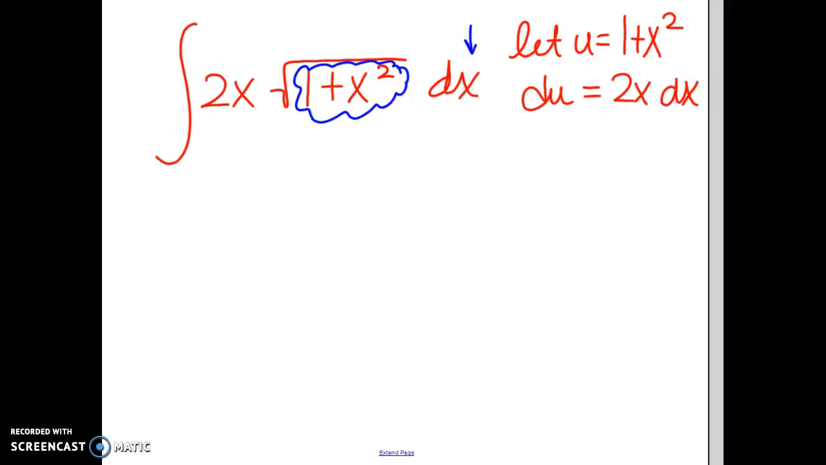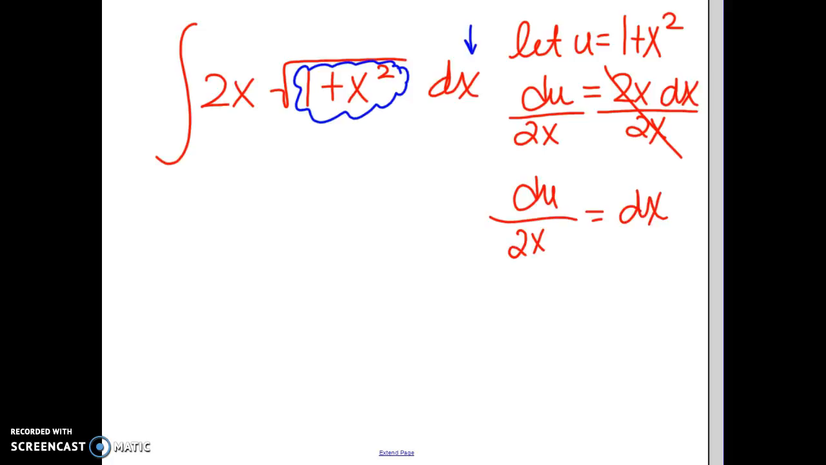Well, I've let u equal 1 plus x squared. I'm saying that the derivative of u is du equal to the derivative of 1 plus x squared, which is 2x dx. But I need this to say dx all by itself. So I divide both sides by 2x. And I have that du over 2x equals dx.